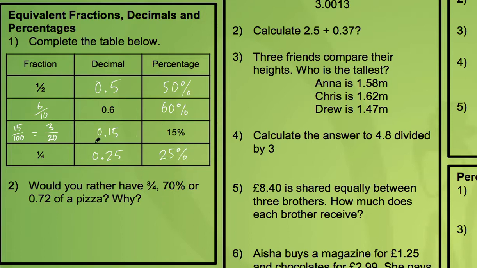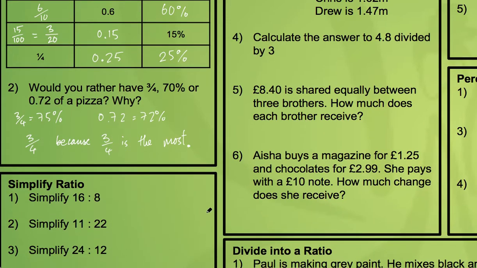Would you rather have 3/4, 70%, or 0.72 of a pizza? So to compare all of these, they should be in the same format. 3/4 equals 75%. That's 70%. 0.72 is 72%. So I would rather have 3/4 because 3/4 is the most. Obviously, if you don't like pizza, then you would be answering 70% because it's the smallest, and that would be your reason, because 70% is the least. I think they assume that you like pizza.